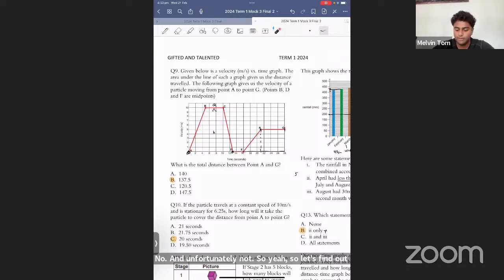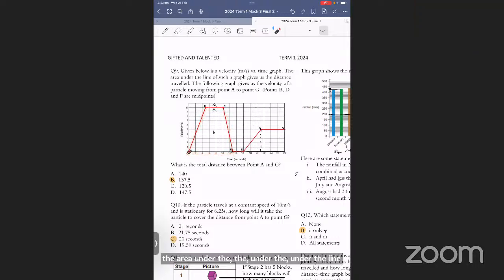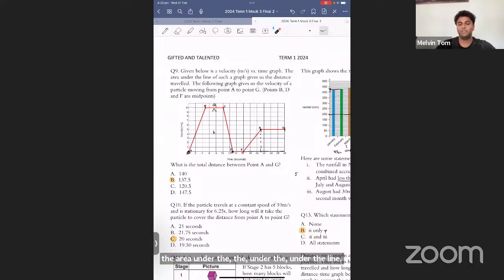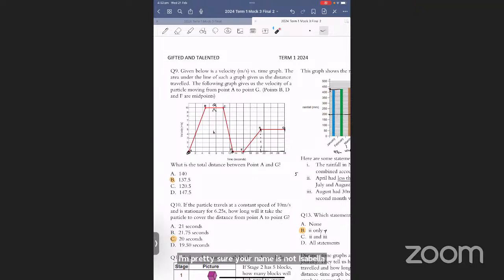So Isabella, what shape is this here? Trapezium. I'm pretty sure your name is not Isabella, Jerry. Isabella, are you with us? Yeah. All right, well, what shape is this, Isabella?